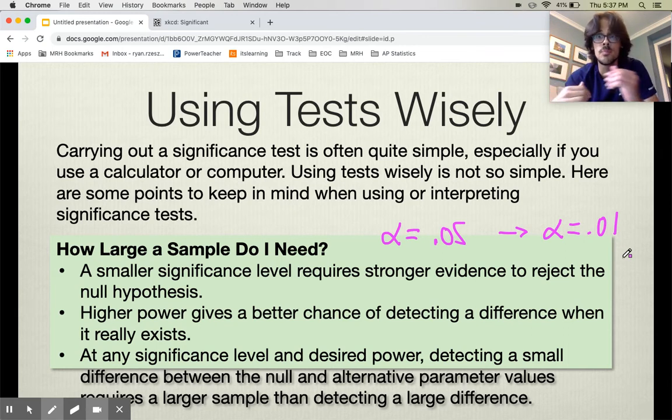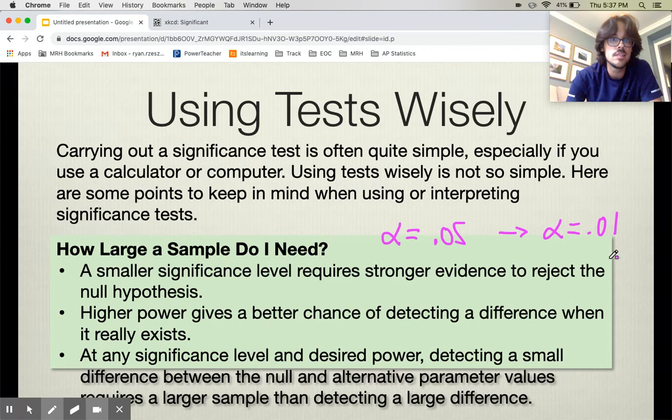So if you're in some life or death situation where rejecting is a big deal, you're going to want to have a small alpha. Most medical trials and stuff like that are going to have lower significance levels because the risk of being wrong is oftentimes very serious.